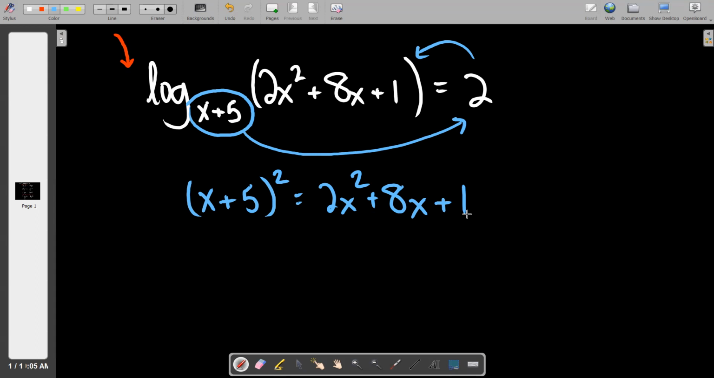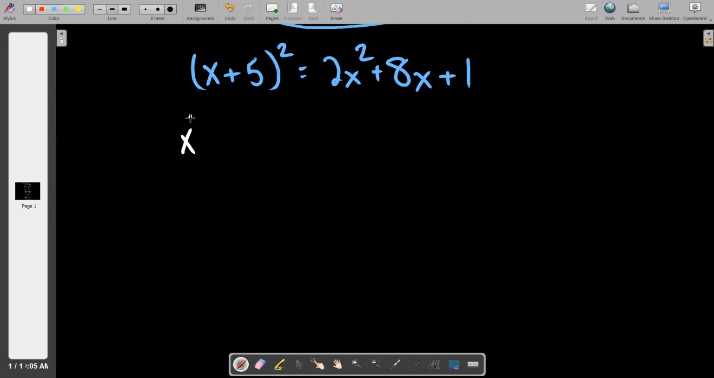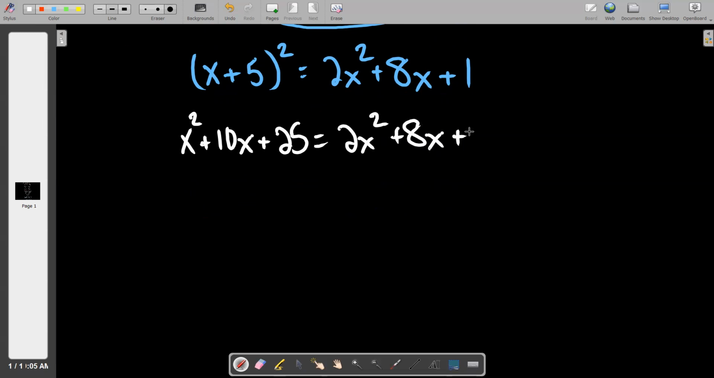You warmed my heart. You got the square multiply double. I was a little nervous, but you did it. You set a good tone for us for the rest of the day. Remember, x plus 5 squared on the left is a square multiply double. So great job there. We have x squared plus 10x plus 25 equals 2x squared plus 8x plus 1.